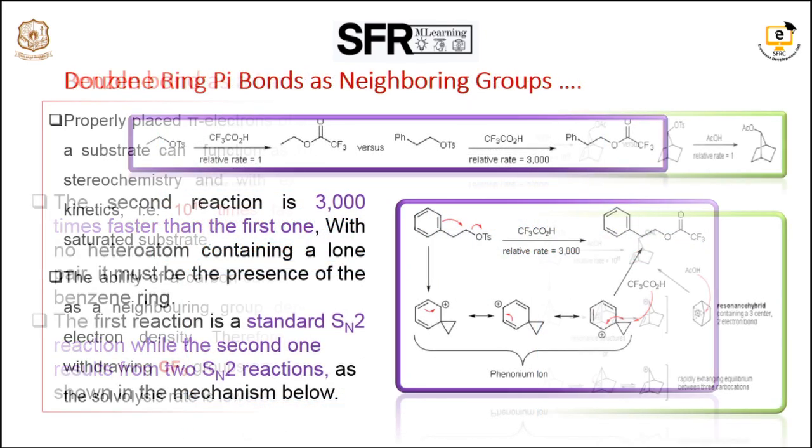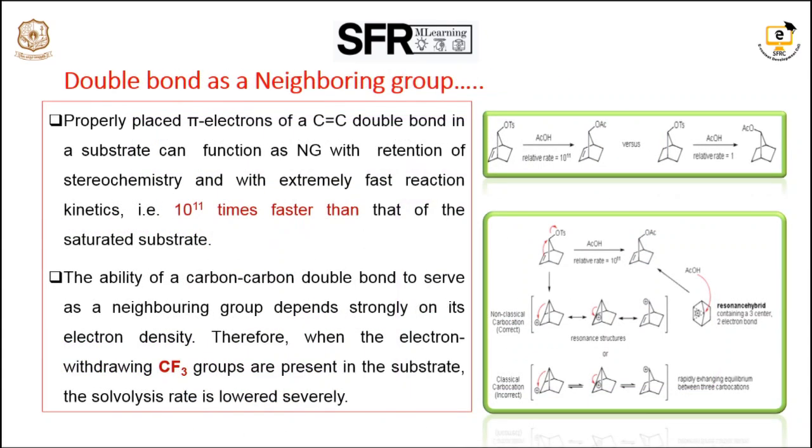We can see norbornyl tosylate. See here, the double bond which is present is acting as a neighboring group, and it is anchoring on the carbon which is having a leaving group OTs, that is the tosylate group. And when acetic acid comes into play, the relative rate will be enhanced to 10 power 11 times. The same reaction, when it is carried out in the saturated compound, the relative rate is only 1.